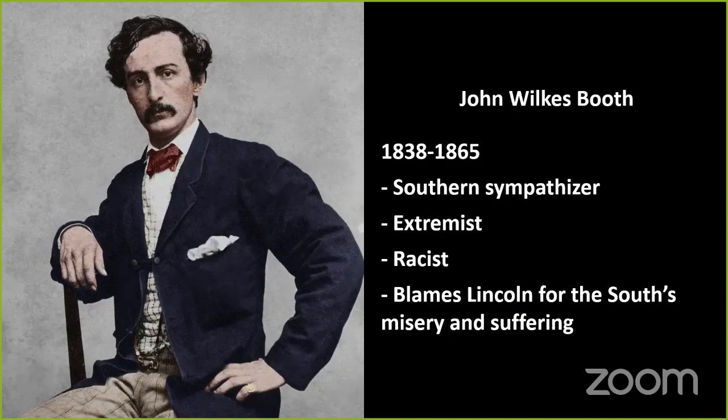One of the things that really upset him was that right before he shot Lincoln, President Lincoln indicated that he was in favor of granting voting rights to African Americans, particularly ones that had fought on the Union side during the Civil War. And that really upset John Wilkes Booth because he was a devout racist. He also blamed Lincoln for all the South's misery and suffering during the Civil War. So that's a recap of why he shot Lincoln.